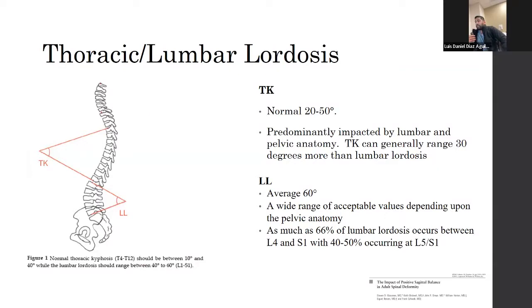Lumbar lordosis, with an average of 60 degrees, has a very wide range of acceptable values depending on the patient's morphology, age, and pelvic incidence. But it's important to note, and it'll come up later, that approximately 66% of lumbar lordosis comes from the lower end of the lumbar spine, at L4 to S1, with almost 50% of that occurring at L5 and S1.